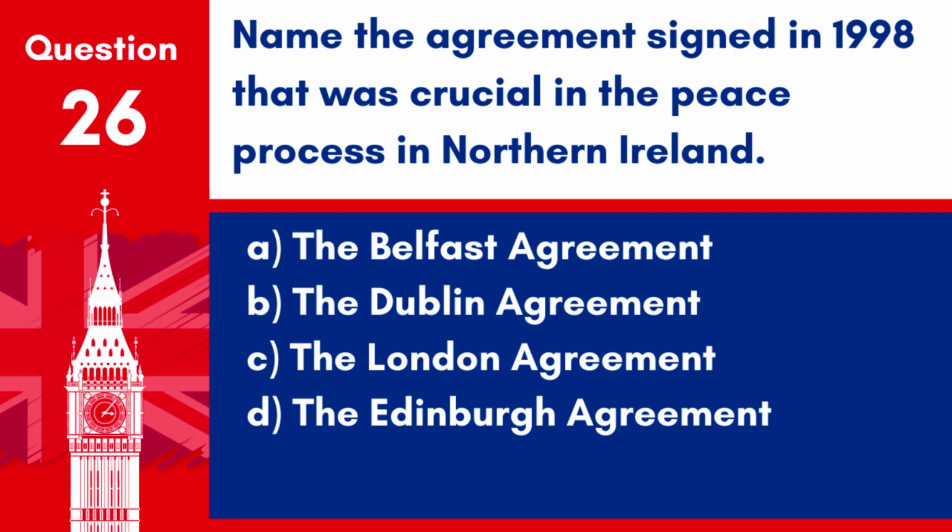Answer: A. The Belfast Agreement, also known as the Good Friday Agreement. The Belfast Agreement was signed in 1998 and was pivotal in ending the majority of the violence of the Troubles, a political conflict in Northern Ireland.